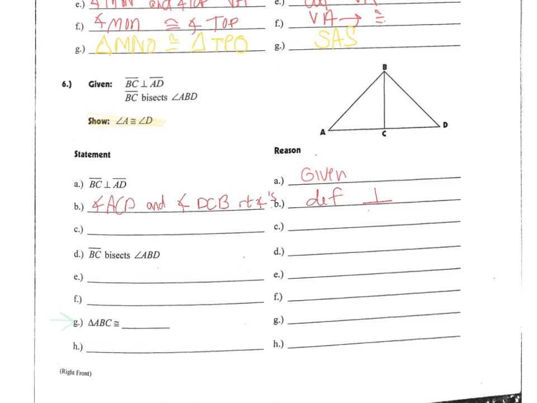Okay. Where then, if there are two right angles, then what we know is that angle ACD must be congruent to angle DCB. And we know that because all right angles are congruent. So I can go ahead and mark this off here.